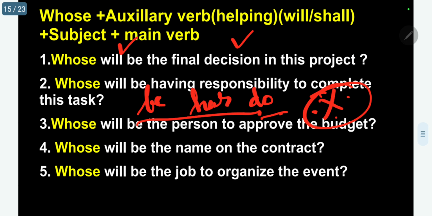So in this case, just see here: Whose will be the final decision in this project? Will is the auxiliary, be is the main verb. Be may be of anything. The be verbs are is, was, were, am. So even be, normally we will use. Whose will be the final decision in this project?